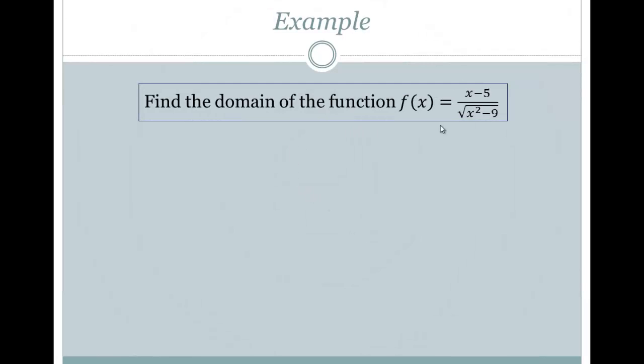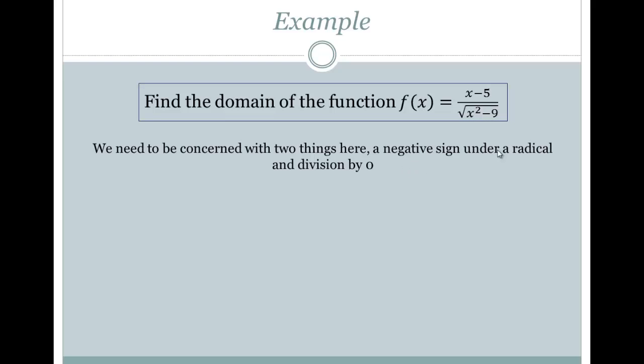It says find the domain of the function here. All right, this function looks pretty complicated, but let's take a look at it. We have two things we need to be concerned about here. The two things we should be concerned about are one, having a negative value under this radical, and the other one is division by 0. We have to be careful of both of those things in this particular problem. So basically what we want to be true is that this value under the radical, this x squared minus 9, is greater than 0, then I'll be fine.